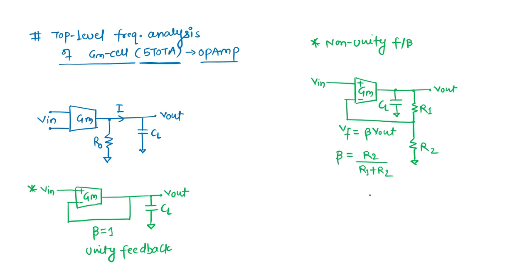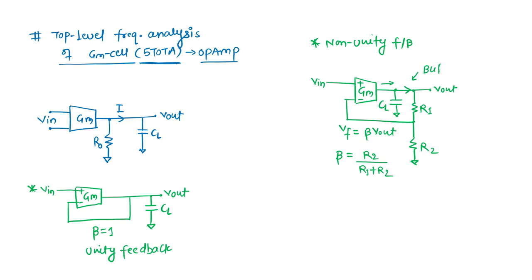One problem here when we design the op amp is that when we use such a feedback network, the current generated by this cell should enter into the CL only, so that it can be a proper integrator. But rather, some of the current is going here. So how can we eliminate this problem? We can eliminate this problem by putting a buffer here.